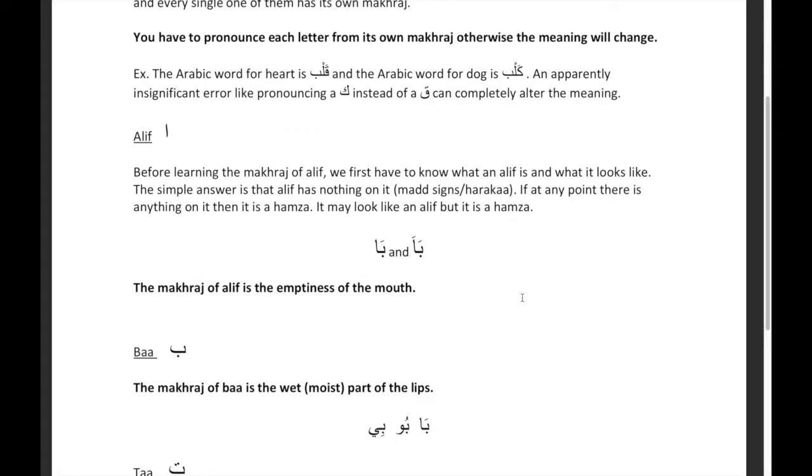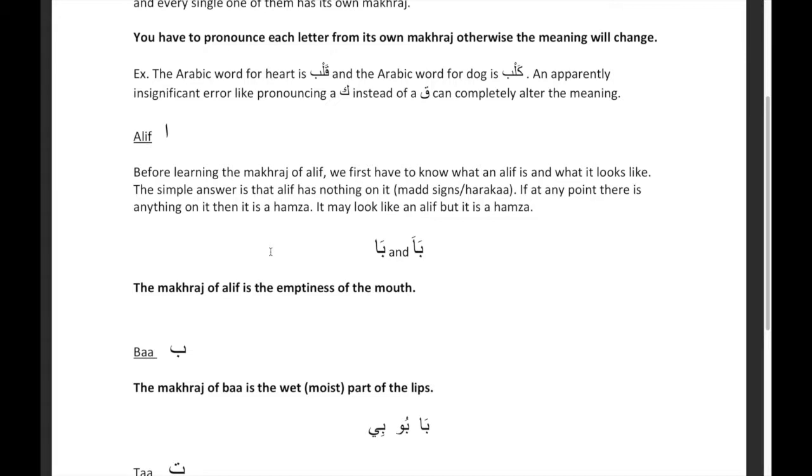Okay, the first letter is alif. So first we have to understand what alif is. If you see it in the examples given here, it will never have anything on it. For example, a haraka, so fatha, dhamma, kasra, or any mud signs, it will have nothing on it. And if it does have something on it, then it's actually a hamza, which has a completely different makhraj, which we will come across later.